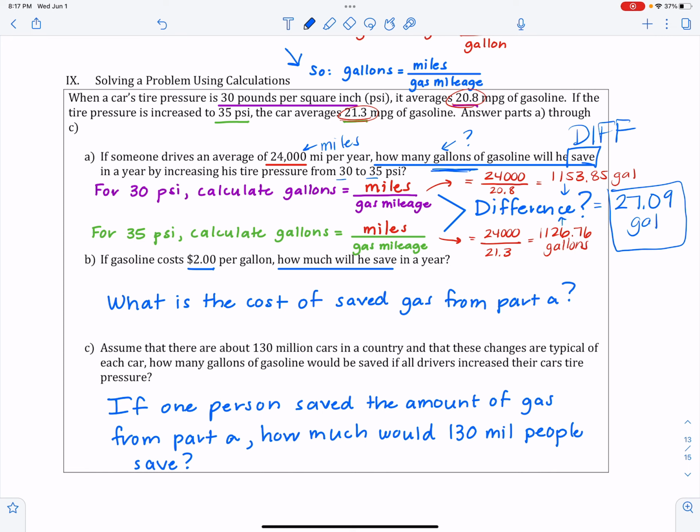All right. Now, the next question here just asked me to go from a number of gallons to basically a monetary amount. So it says if gasoline costs $2 per gallon, how much will he save in a year? Well, he's saving 27.09 gallons. If each one costs $2 per gallon, then he's saving $54.18. And don't we wish gas cost $2 per gallon right now?